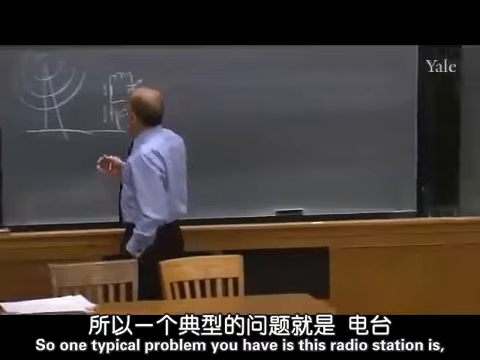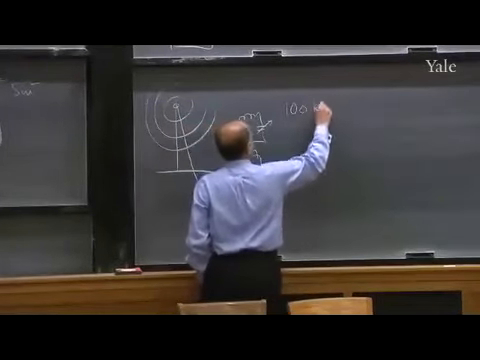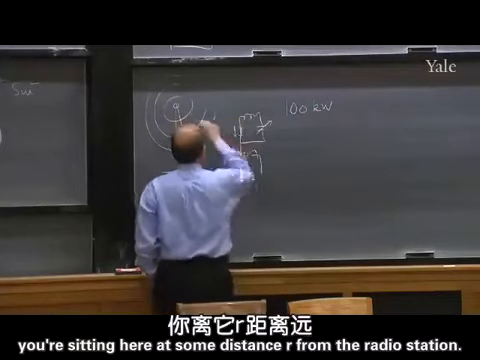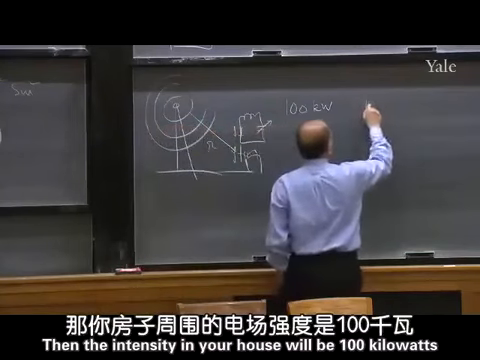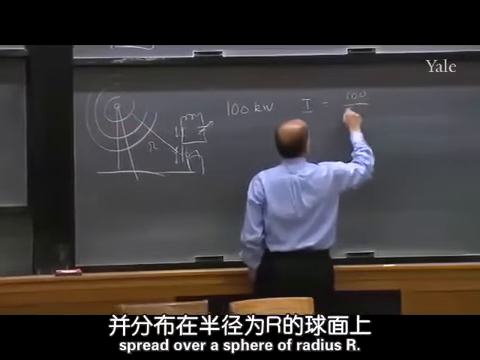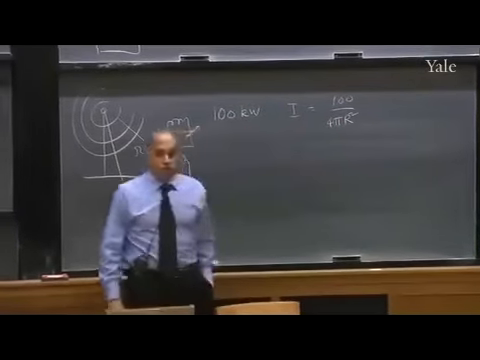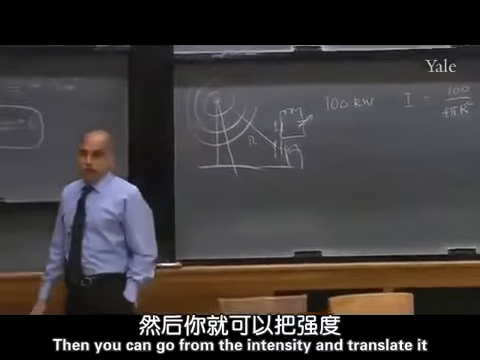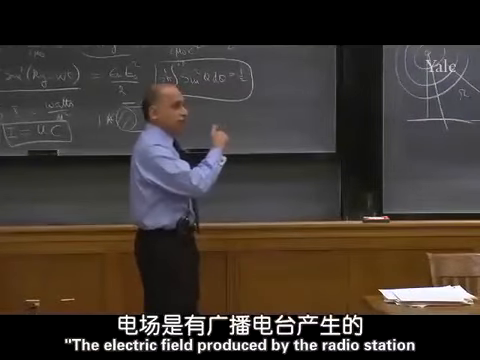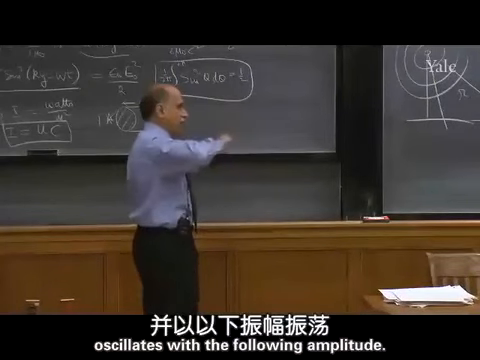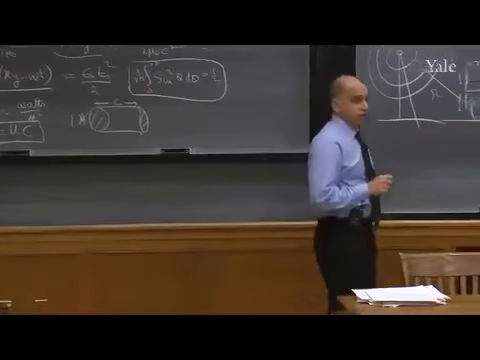So one typical problem you have is this radio station is at, say, 100 kilowatts. And you are sitting here some distance r from the radio station. Then the intensity in your house will be 100 kilowatts spread over a sphere of radius r. So that will be your intensity. Then you can go from the intensity and translate it to an electric field and say the electric field produced by the radio station oscillates with the following amplitude. I got to build a circuit that's smart enough to pick up that tiny field.